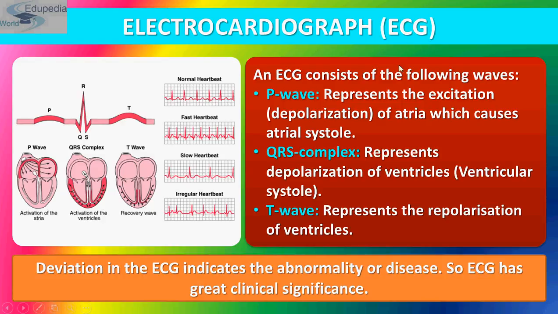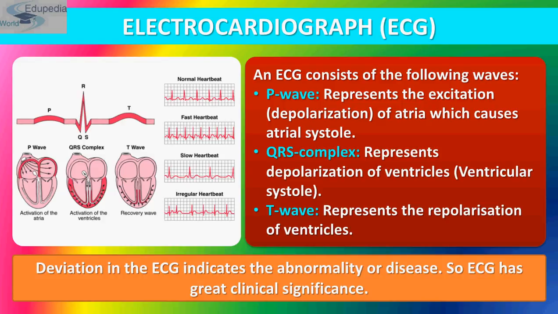Now comes your T wave. T wave represents the repolarization of ventricles. It is a broad upward wave, as you can see, which represents ventricular repolarization and thus results in ventricular relaxation also.